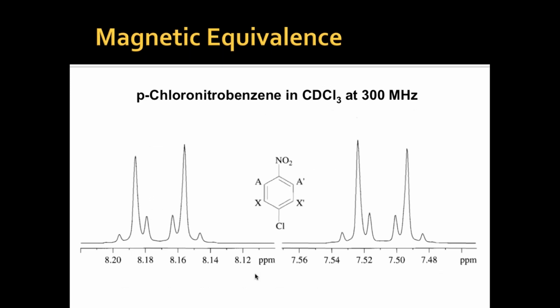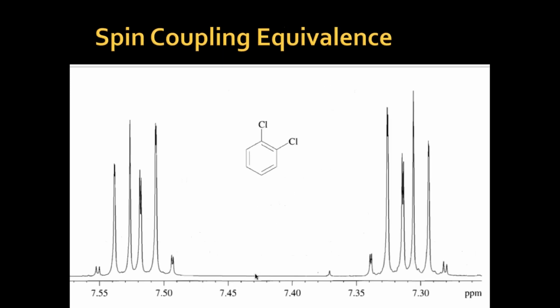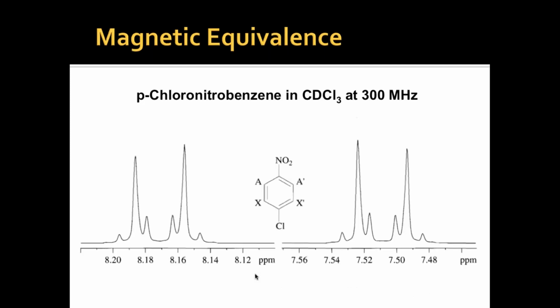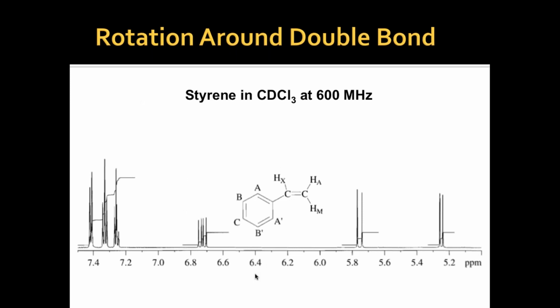Now, okay, this we'll talk about later on. This is the same thing that we talked about regarding magnetic equivalence or coupling equivalence. On this slide, we have the mirror image of the peak, right? All right, let's move forward. Now the rotation around the double bond. So, all right, styrene.